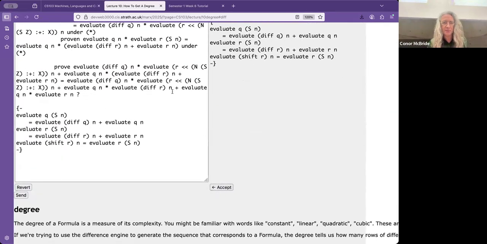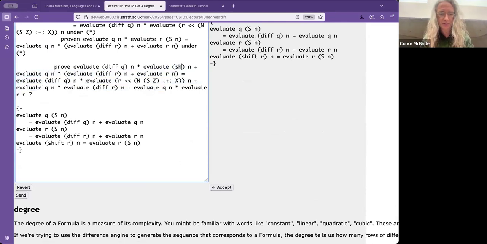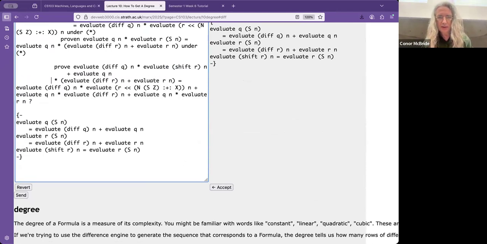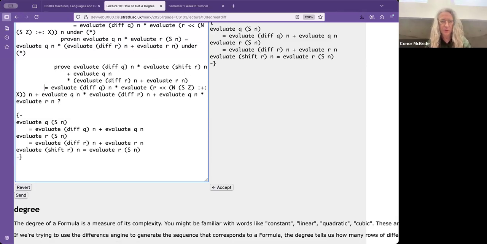Okay, so we've made that move. And now, again, it keeps expanding shift, and I keep not wanting it to. We're nearly there. So we're still working to make the left-hand side closer to the right-hand side.